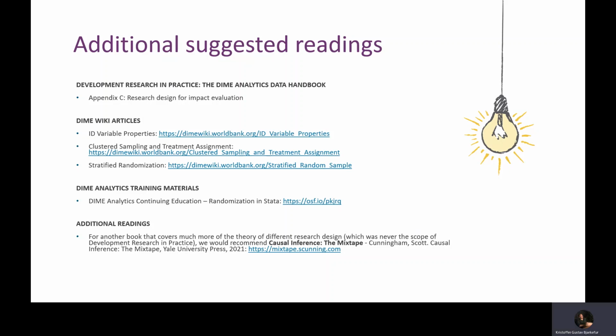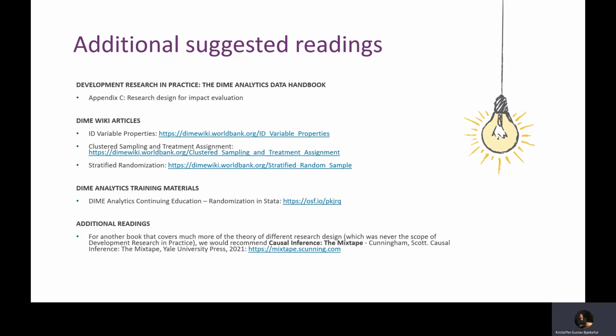Other important wiki articles, if you want to read more, are the article about ID variable properties, and you also have clustered sample and treatment assignment and stratified randomization. We also have a training that we link to, which unfortunately doesn't have any recordings, but you can see the slides if you click the link that you see in this slide.